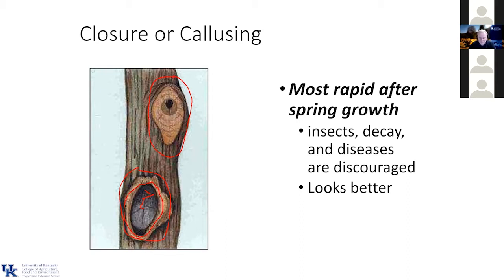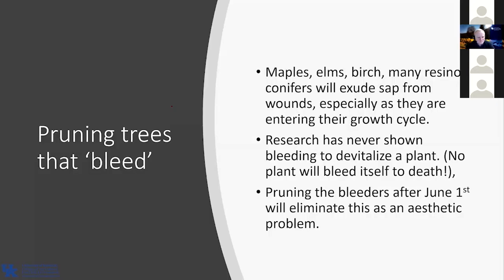Once you get up in the year, unless it's an emergency pruning, once you get into late summer, you shouldn't be doing any pruning. You don't want to prune too much beyond midsummer because that'll cause some unwanted growth that'll get killed back in the winter. But most of my pruning that I do is in the spring. It's a lot better situation. Insect decay and diseases are all discouraged at that time for the most part, and it just looks better.